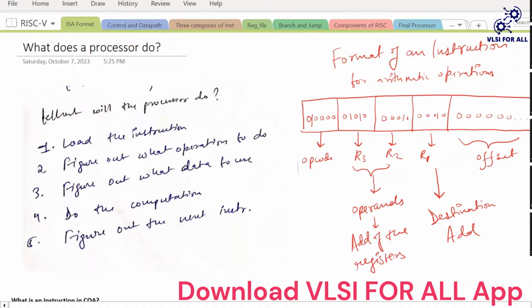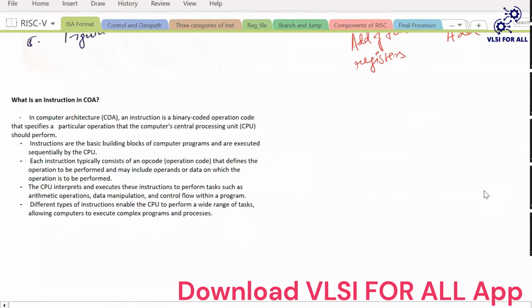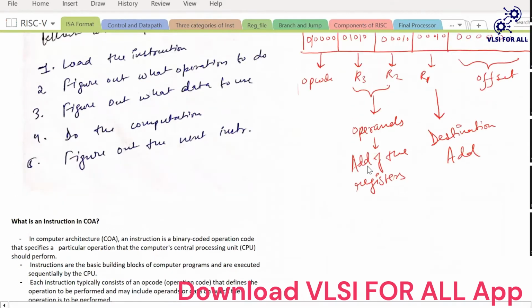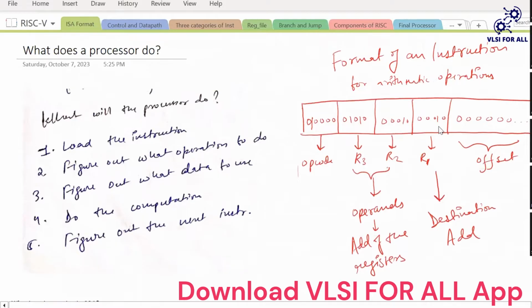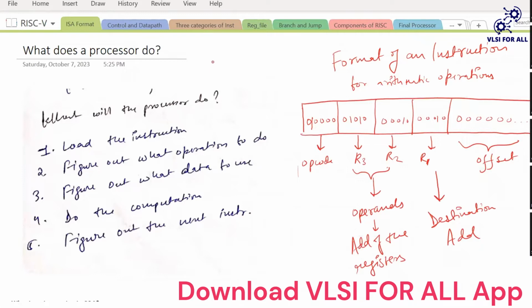So as you guys said, it's completely new to you. I'll first give an introduction of what an instruction is. In a computer architecture, an instruction is a binary coded operation code that specifies a particular operation. So let's say we have to do addition in a computer. For addition, the computer should know that we have to add. We want our data, and we should know in which register we have to store the result of the addition. So this is the basic format of an instruction.